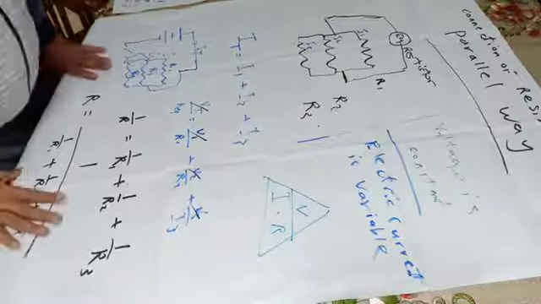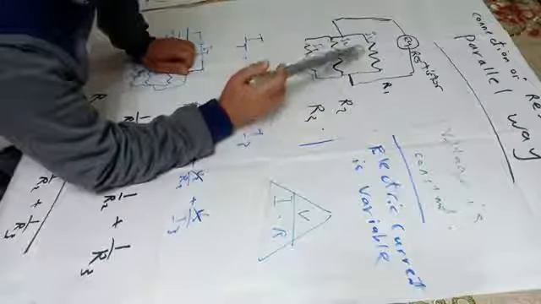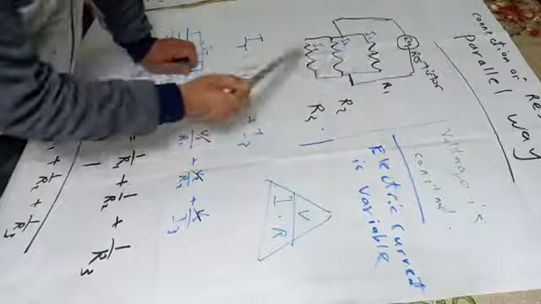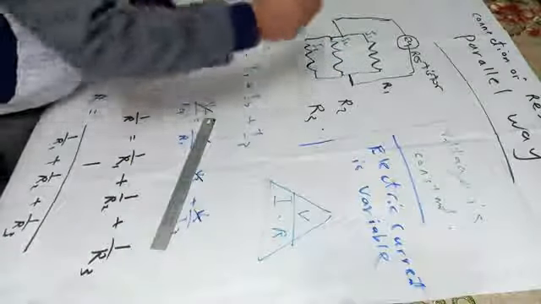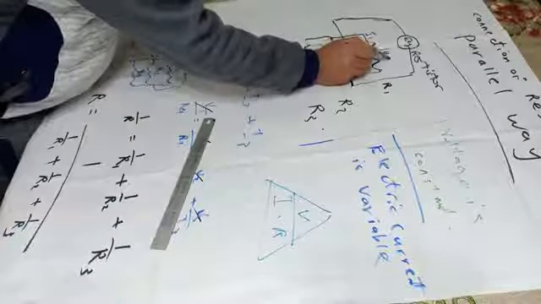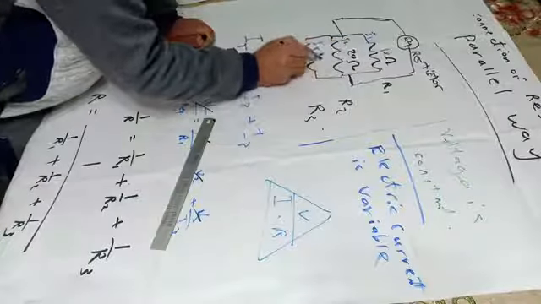Now we explain connection of resistors in parallel way. In parallel way, resistors are connected together, such as this: R1, R2, R3, back to back. R1 here, R2, R3, such as this: 10 ohm, 20 ohm, 30 ohm.